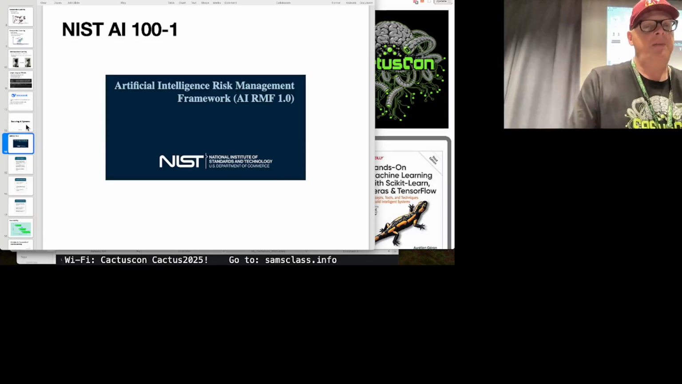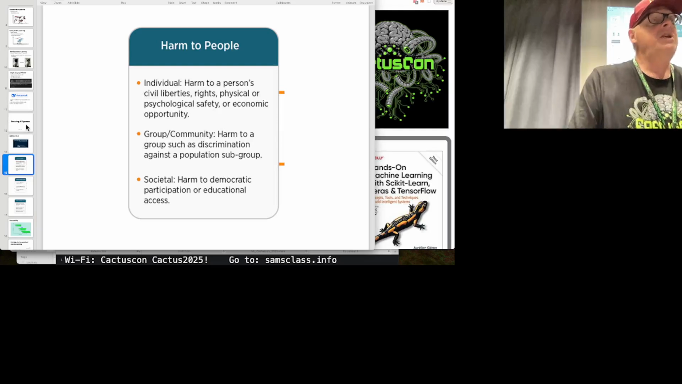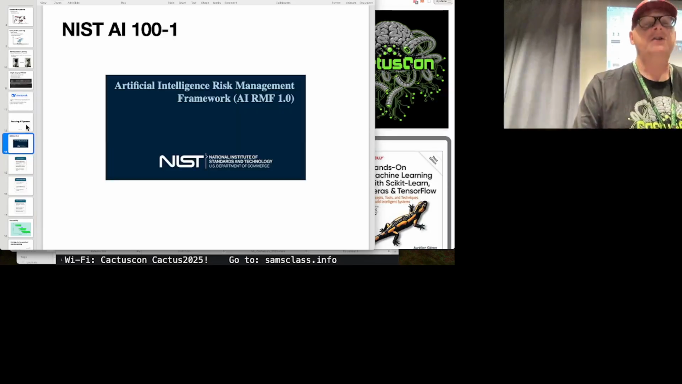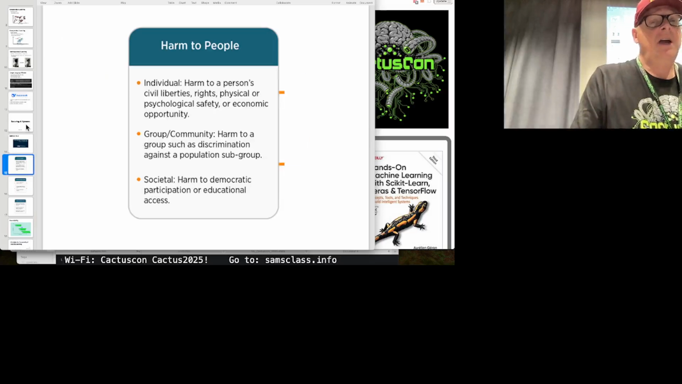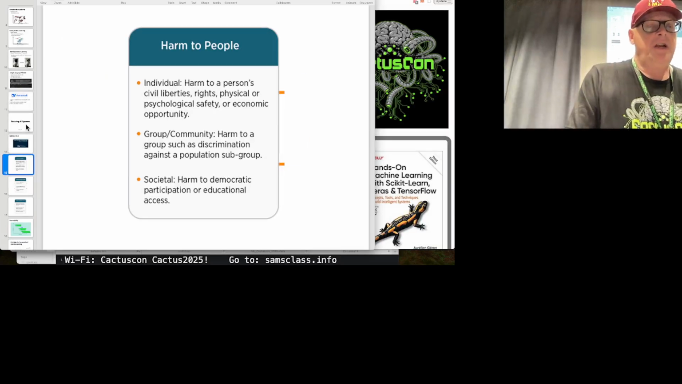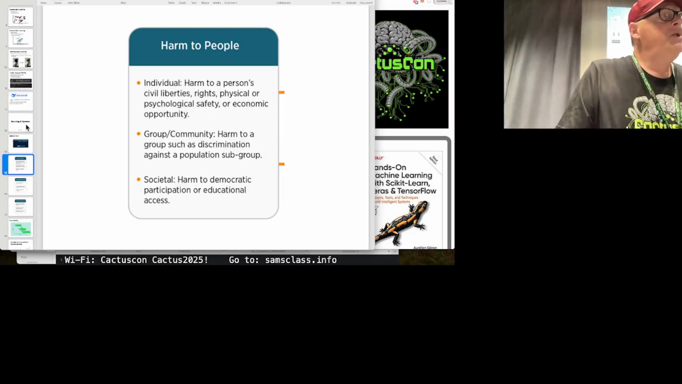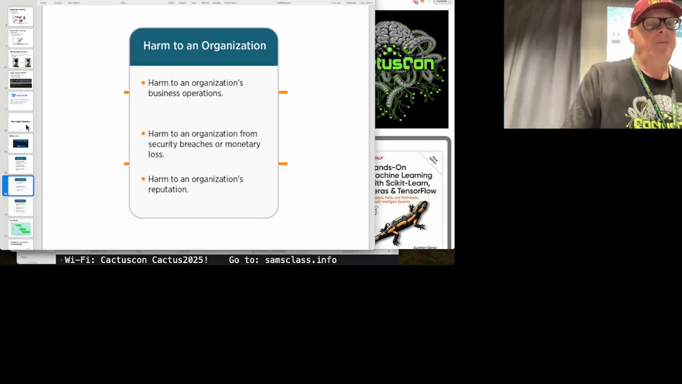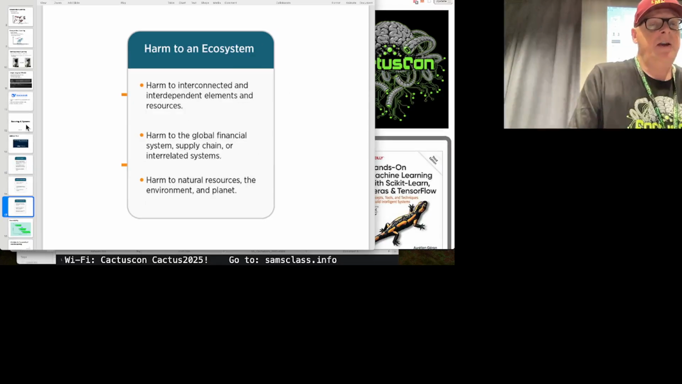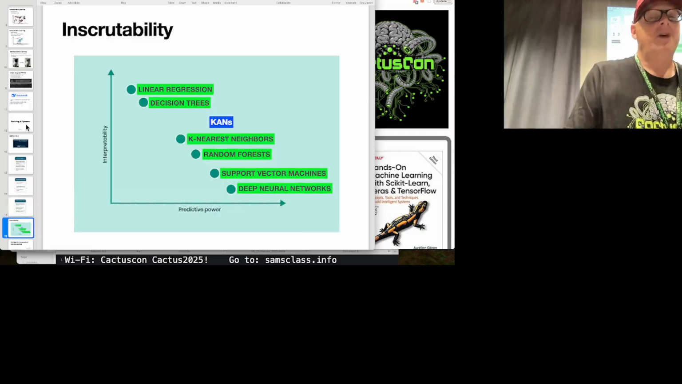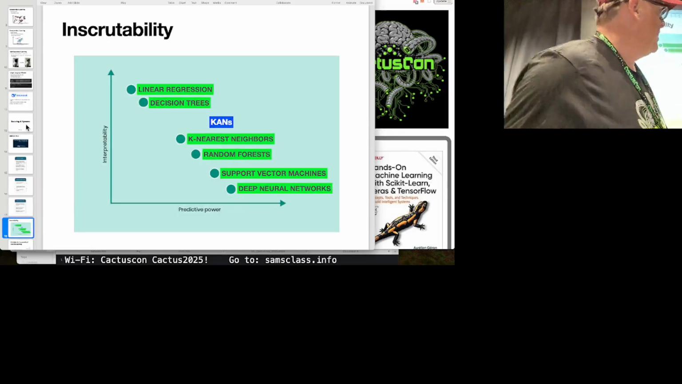So the UK made one, and this is NIST, this is the US one. The US one I thought was a little too focused on the national level, so it talks about harm to civil liberties and harm to democratic participation in these things, harm to your business operations and your reputation, and harm to the ecosystem, the global financial system and stuff. But this is fine, but this is not what my clients want. My clients are thinking at a smaller scale, like how do I protect my company? But one chart from this thing, which I thought is extremely helpful, is this one.